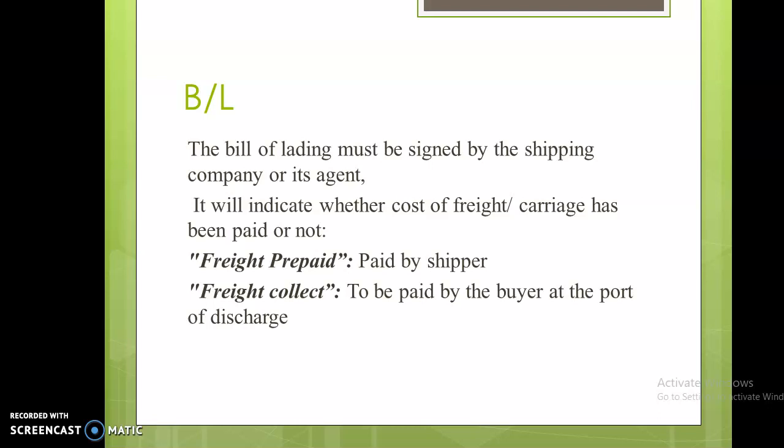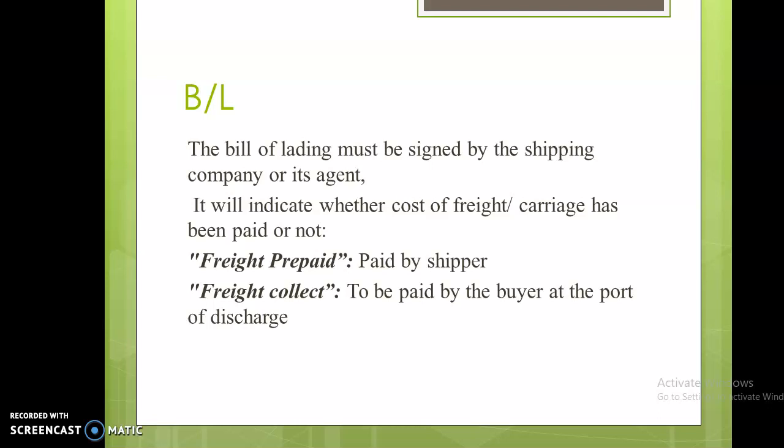In the bill of lading, you can see two terms. One is known as freight prepaid and the second is freight collect. Freight prepaid means the freight charges have already been paid by the exporter or the shipper who shipped the products. Then it will be mentioned as freight prepaid in the bill of lading. And freight collect means the freight charges will be paid by the buyer at the port of discharge. At the time of taking delivery, the buyer must make the payment. Then it is mentioned as freight collect.